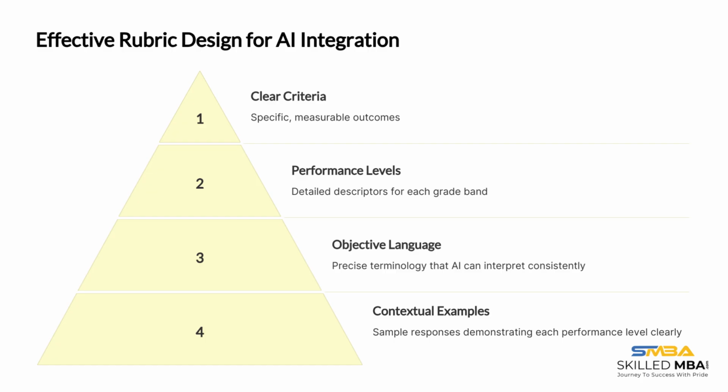Effective rubric design is crucial for AI integration. Establish clear criteria with specific, measurable outcomes. Define performance levels using detailed descriptors for each grade band. Use objective language to ensure AI interprets consistently. Provide contextual examples with sample responses to illustrate each performance level clearly.